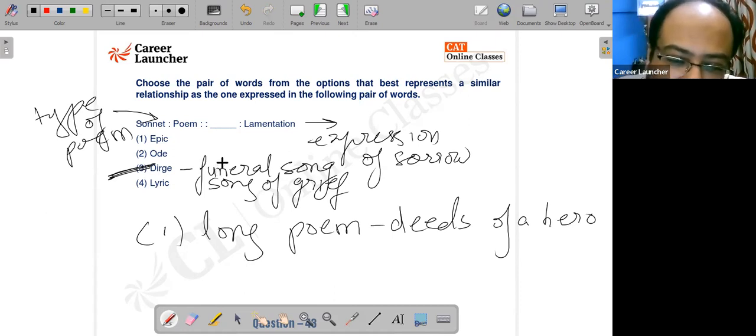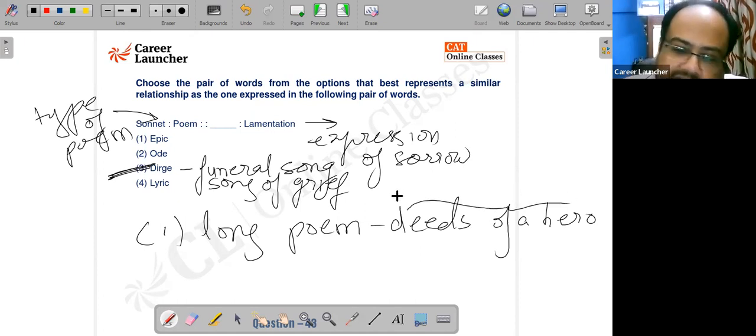It's a long narrative poem. Right? It could be a story also. Generally, when it is used in a general context, it could even be a story, right? A story could also be an epic. But a lot of times, epics are poems, right? It could also be a story. But even if it is a story, it generally details the deeds of a hero, right? Could be stories.